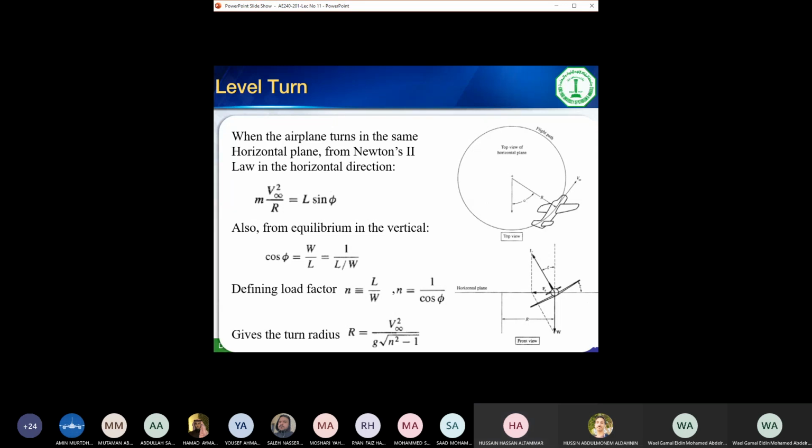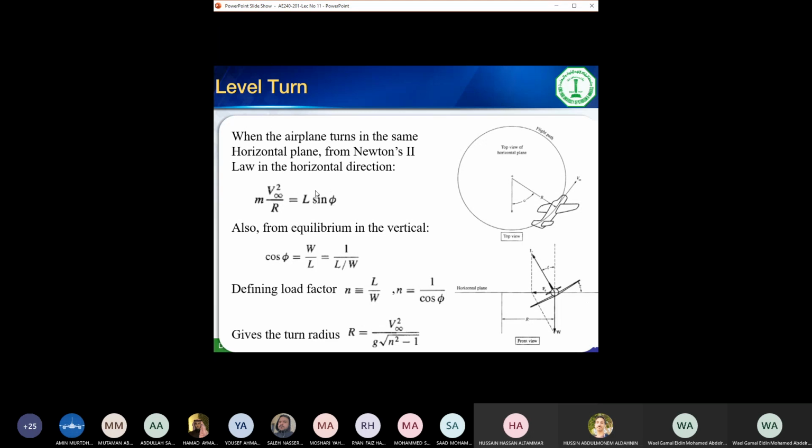Okay. So writing Newton's second law in the horizontal direction, I'm going to have the mass times the acceleration. Here is the mass, and that's the centripetal acceleration V squared over r, pointing toward the center, or pointing to the left in here. M times acceleration equals the sum of the forces in the horizontal direction. Now, the only force we have in the horizontal direction is L sine of the angle. So that's Newton's second law.